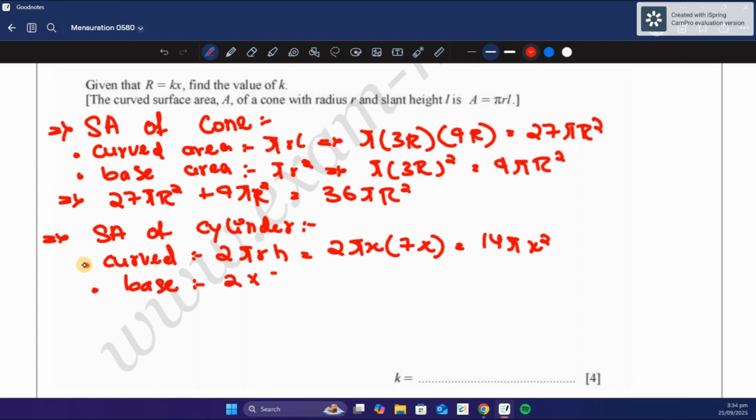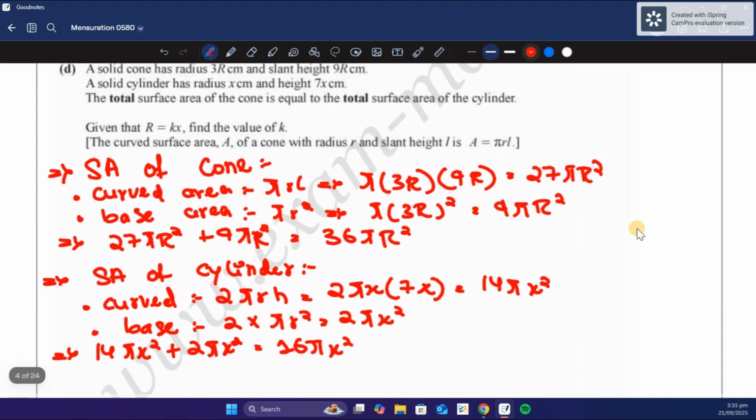2 into pi r squared, alright, which would give us 2 pi x squared, alright. So the total surface area for the cylinder would be 14 pi x squared plus 2 pi x squared, which would give us 16 pi x squared. Alright, so the question says to equate the two surface areas, okay? Equate the two areas.